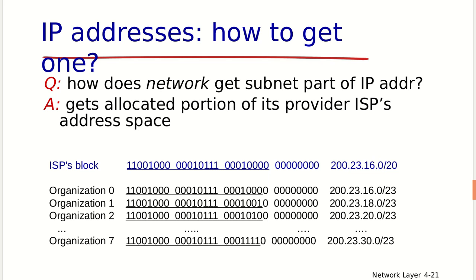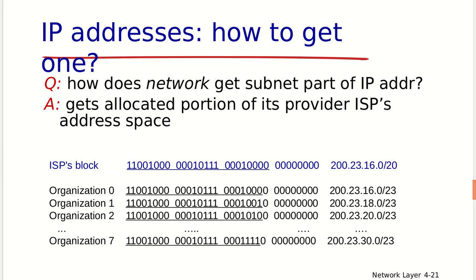That follows a similar process to DHCP, in that you have a large block of IP addresses, such as the one given in this example, which is 200.23.16.0/20. It basically means the first 20 bits are reserved for the network or the subnet, and the remaining 12 bits are to be used for the actual hosts. So this is the block, or the IP address range, given by the internet service provider.